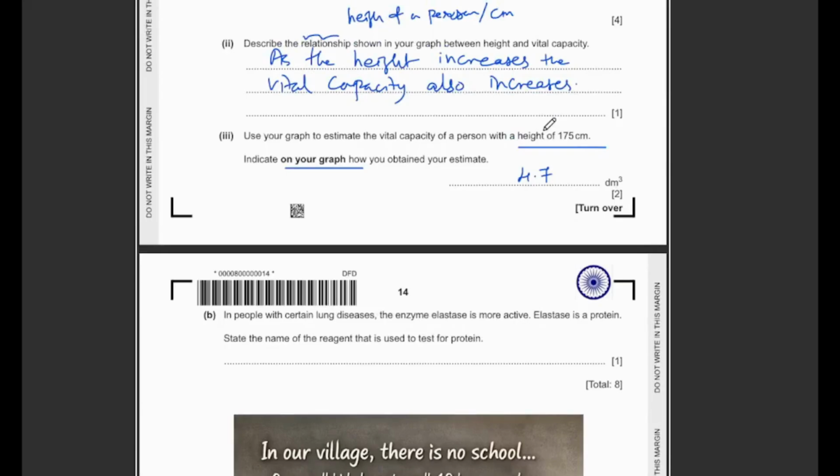In people with certain lung disease, the enzyme, what is this? Elastase is more active. Okay, elastase is a protein. In people with certain lung disease, the enzyme elastase is more active, and elastase is a protein. State the name of the reagent that is used to test the protein. It's very simple. What is that? Protein. It's a biuret reagent.